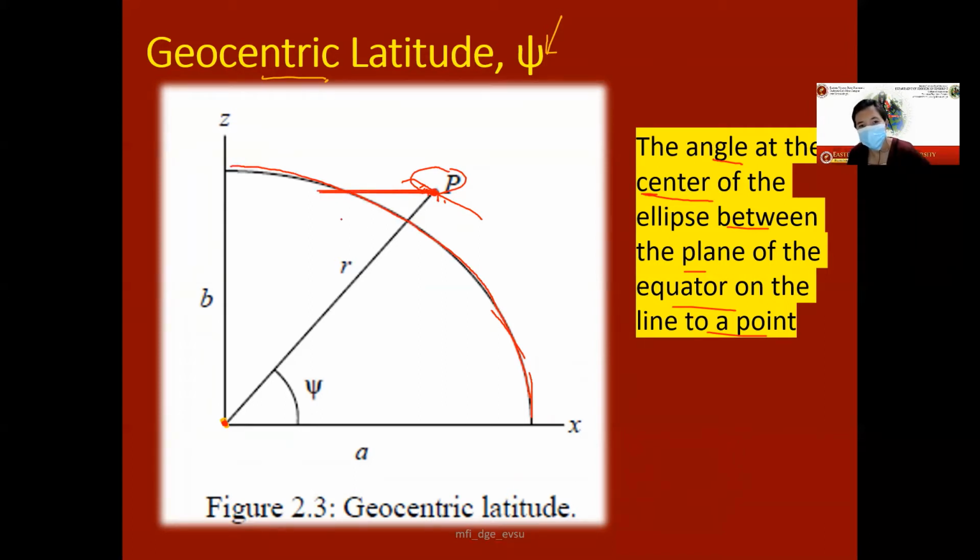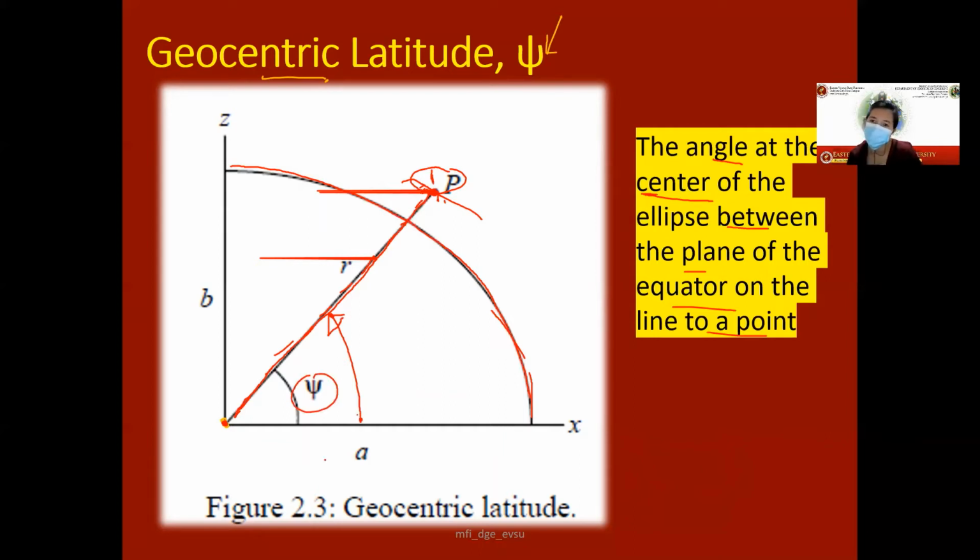So from point P, we draw a line directly to the center of the earth. So this is the line here, which we denote as the R, or radius of point P, right? So we draw a line from P, ikadto sa center ng earth. So the angle measured from that line to the equator, or from the equator up to this line here, is called the geocentric latitude.